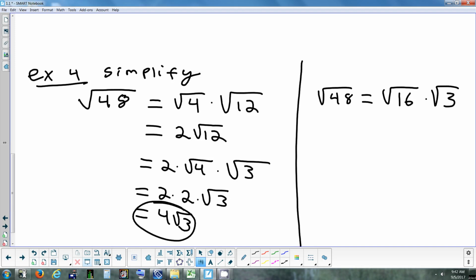If you notice that you can break it into 16 times 3, and the square root of 16 is 4, you get exactly the same answer, you're just done in a lot less steps. Okay, it's not wrong, especially when the numbers get big, to do it in multiple steps. Sometimes that's the only way you can figure it out. But there is always a way to do every problem in one step, just like that.